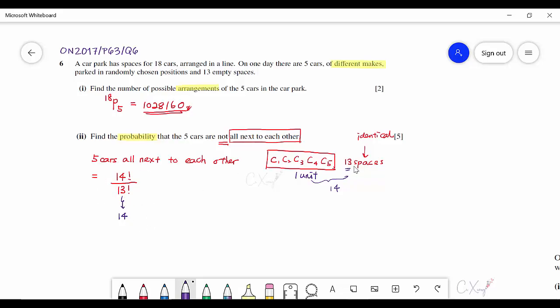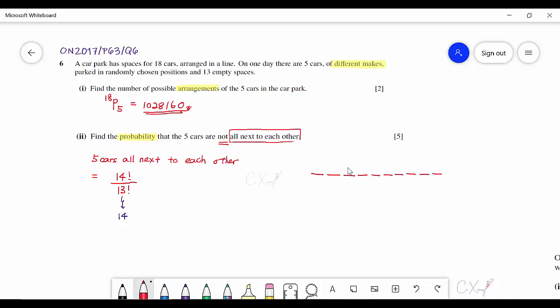If you don't understand this method, then you can use an easier to understand method, but to me it is a bit long. You can try to draw out the 18 spaces: 1, 2, 3, 4. Make sure you don't miss out any. I double check again.